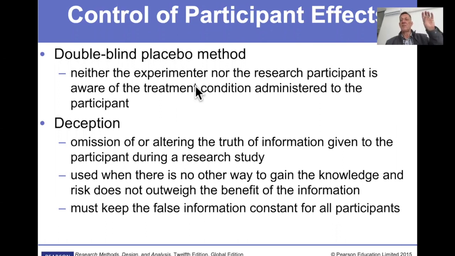Now you've seen the equality of groups and sequencing threats within the experiment, and now we look at the participant. And that's easy. Participant effects are variables that you as a participant bring to the experiment. The double-blind placebo method is where neither the experimenter nor the research participant is aware of the treatment condition. So both are blind. Both do not know who's what and what is going on. You can also use deception when doing experiments.